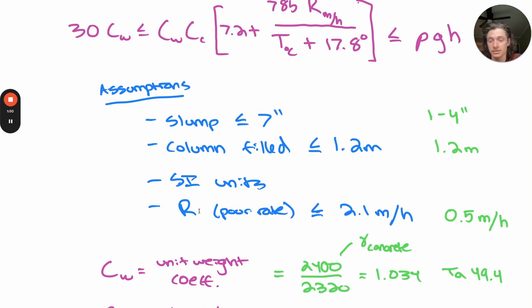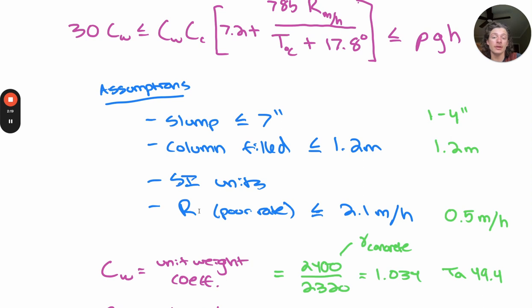Third, this equation is in SI units. And finally, our pour rate has to be less than 2.1 meters per hour. And thinking about this logically, we can take our pour rate, R, as a conservative 0.5 meter per hour. So considering that we can fill a single tower in about 2 hours of placing concrete with buckets.